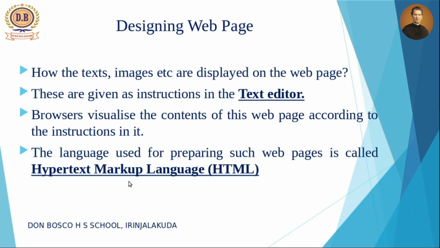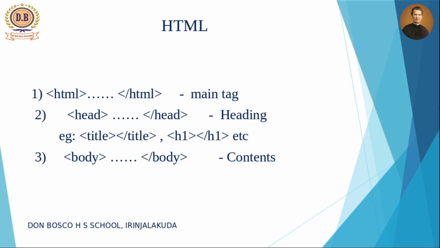So in this chapter we are preparing web pages using the software called text editor, using the language called what, HTML. When we studied the Python programming language, there were some functions like if, for, while, etc. In a similar way, in HTML also we are using some specific tags. We write the instructions using tags, and the main tags are given here.